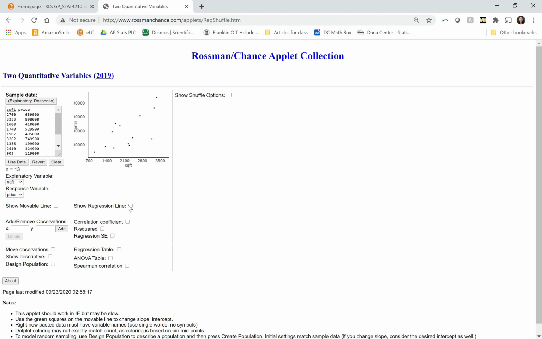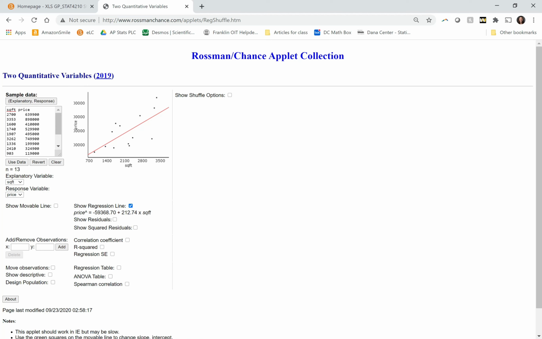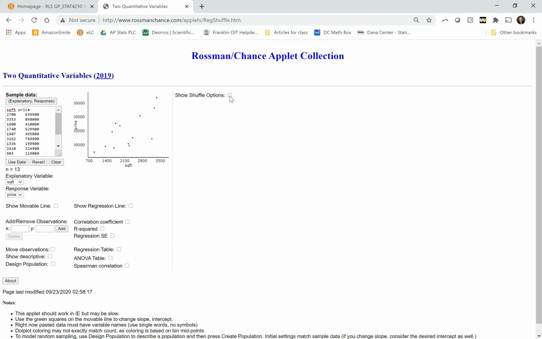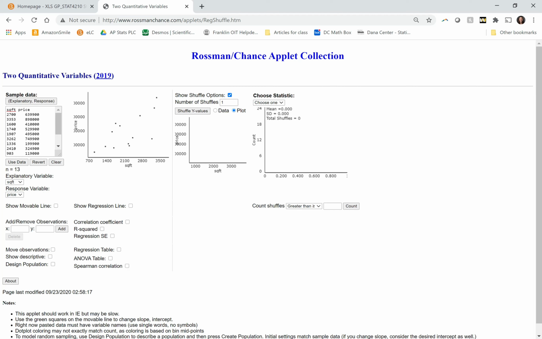And I can see, if I show the regression line, this is the same one that we saw in a previous video. So then for my shuffle options, I do need to choose a statistic, and notice there's options here, the ones we talked about, and a few others too, a T statistic, F statistic. We haven't talked about that yet, but that's another way to summarize the sample. Let's just use the slope for now.